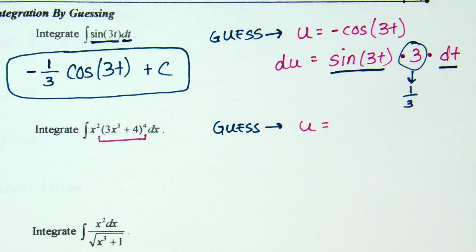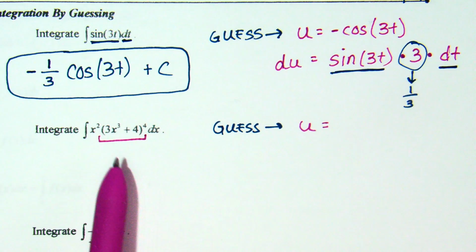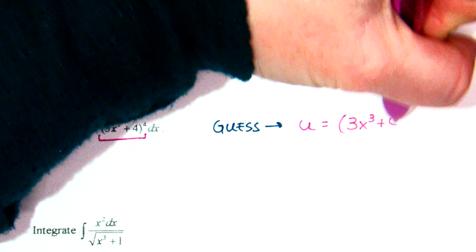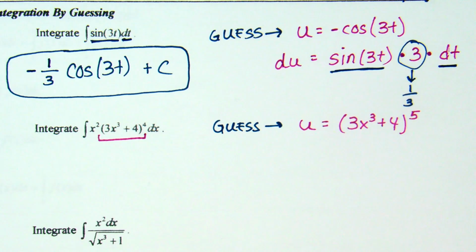I'm not going to use the 1/5 right now. You could, it's just not how my brain sees it. I see where you're going, and you see where I'm going, so we'll meet in the end. This is something raised to the 4th, so my guess is going to be something raised to the 5th: 3x cubed plus 4 raised to the 5th. In all honesty, I haven't thought that way before, but you could go ahead and put the 1/5 out there. I tend to just put it on later. Maybe that's how the book teaches it, or maybe that's just how my brain works.